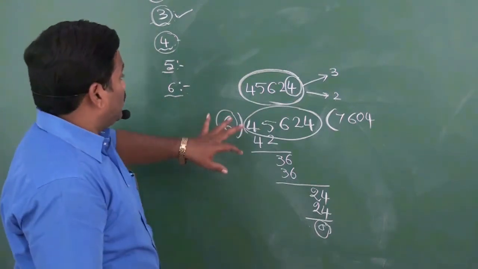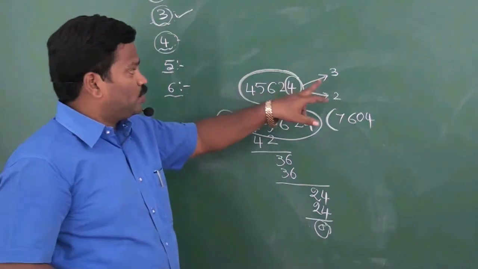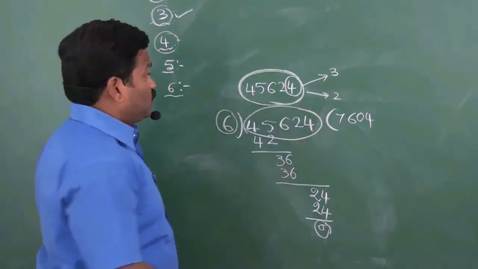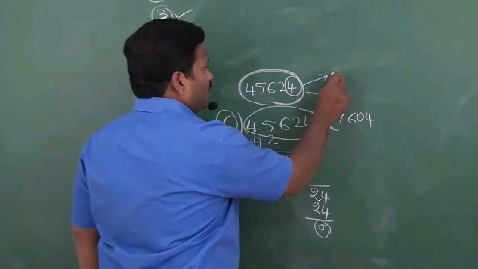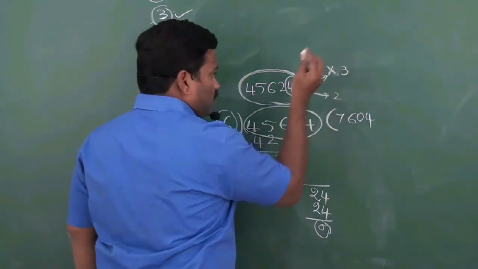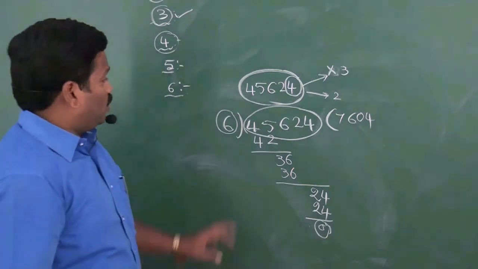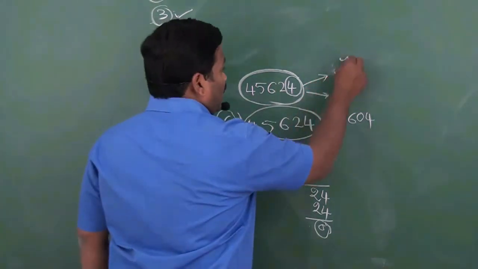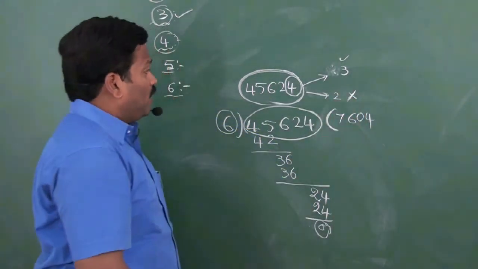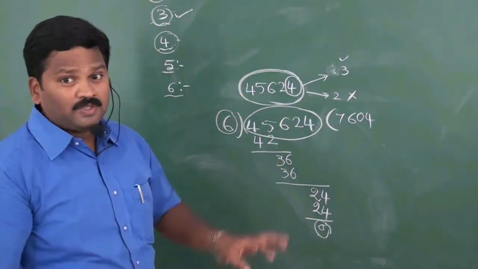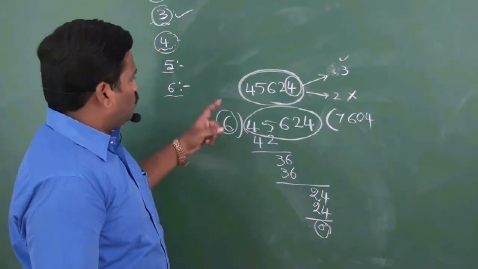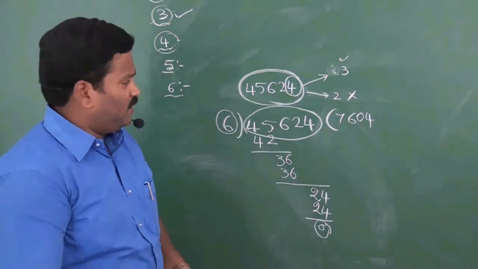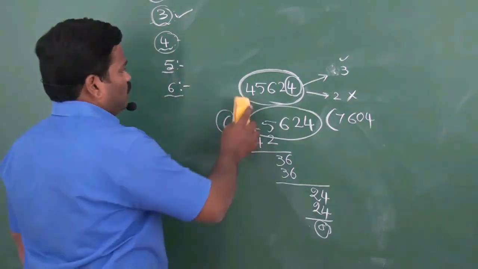If a number is divisible by 2 and it is not divisible by 3, this number may not be divisible by 6. If it is divisible by 3 and it is not divisible by 2, even then this number may not be divisible by 6. The number should be divisible by both 2 and 3, then the number is divisible by 6.